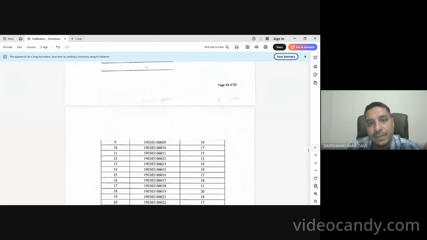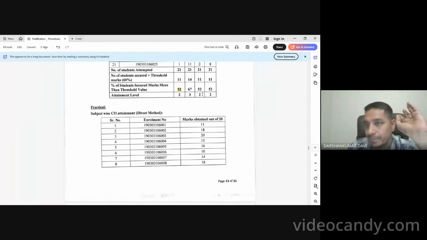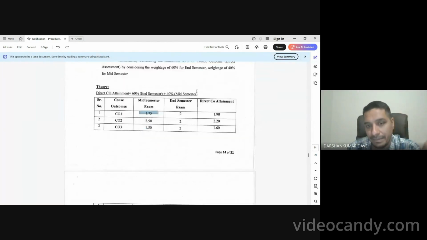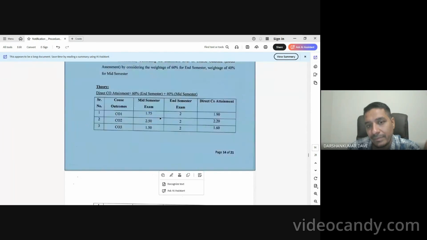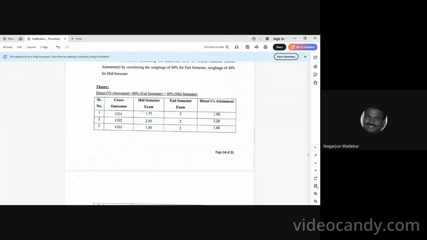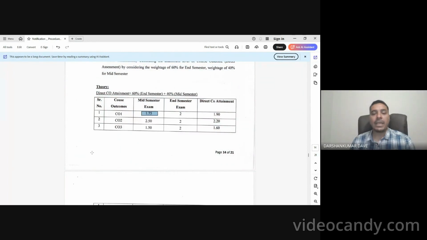Because previously we have seen it was a whole number, 2, 3, 2, 2. How does this come? The answer is very simple. My mid-semester examination contains 3 parts: Quiz 1, or weekly 1, for 20 marks, weekly 2 for 20 marks, and the mid-semester theory examination for 40 marks. Total 80 marks. I am dividing that in 40% because I have given a weightage of 40%.